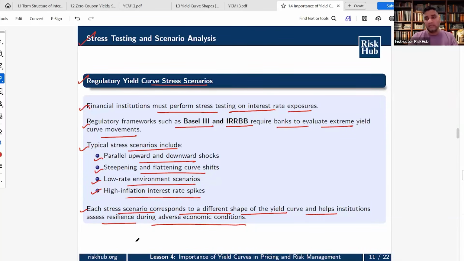Very simple. The slide basically covers deliberate scenarios other than statistical ones. Basel III is basically the international bank capital and risk standard.